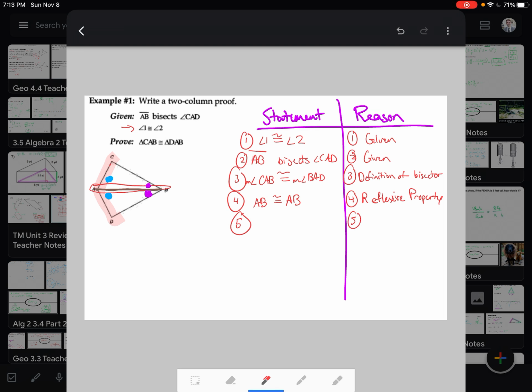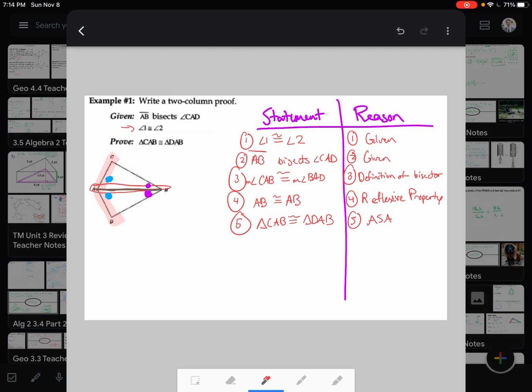So let's recap what we have. We have two angles and one side that are the same. So we're ready. Our reason is angle, side, angle. And we can now say that the triangles are the same because they have two angles and a side that are the same. So that's an example of how we would write out a proof.